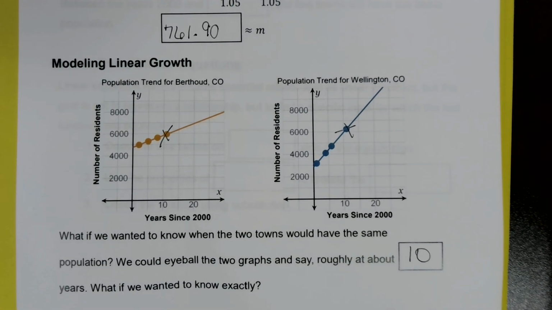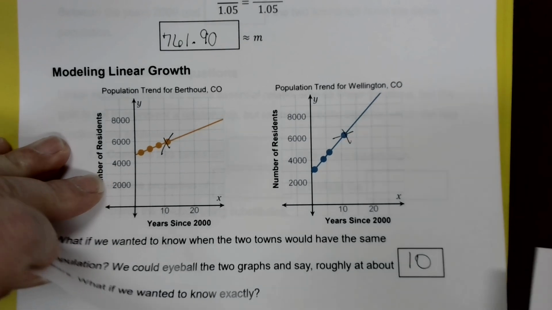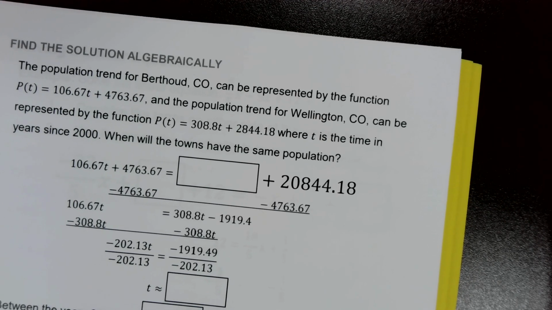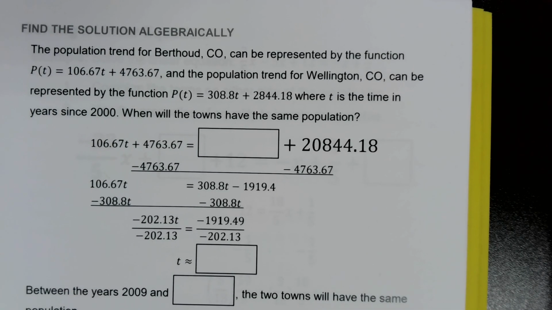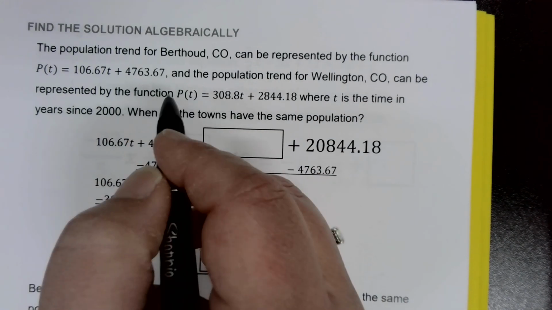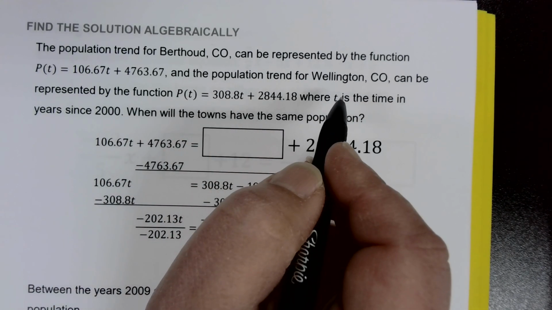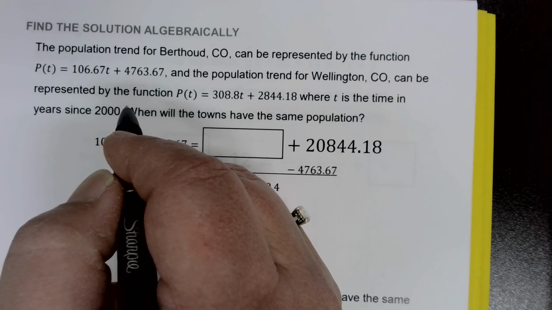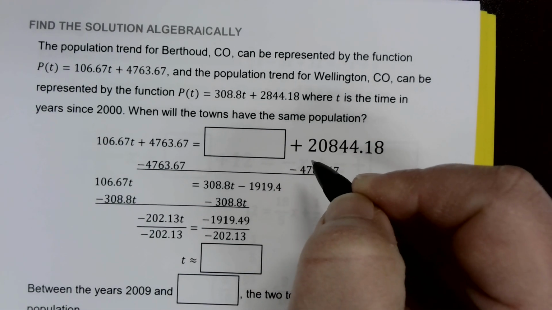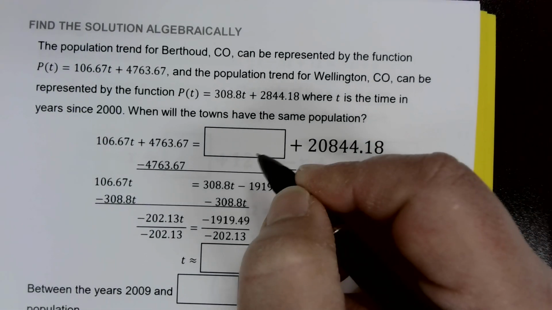But what if we wanted to know exactly? What's the difference of knowing roughly and knowing exactly? Okay? So we're going to do the same thing here. We're going to find this to the best of our knowledge. It says population trend for Berthoud County can be represented by this function. And the population trend for Wellington County can be represented by this function, where T is the time in years. So, T. When will they have the same population? What we're trying to do is solve for T here.